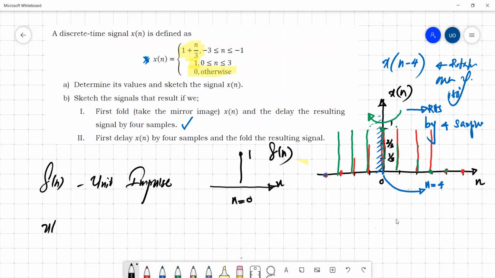So then we have this unit step. So this unit step sequence is something like that.